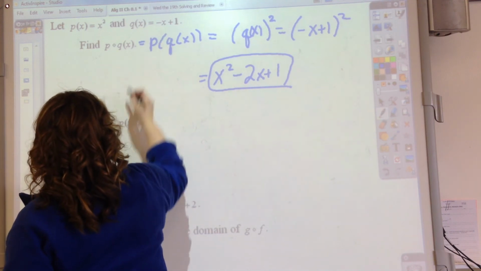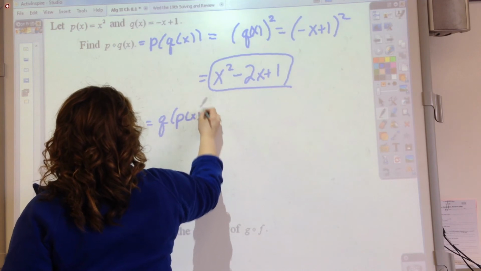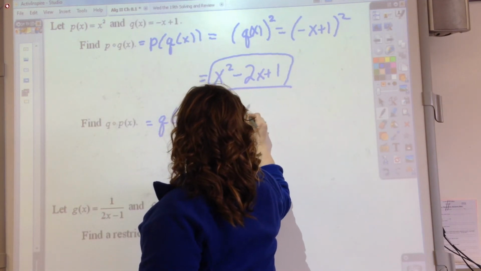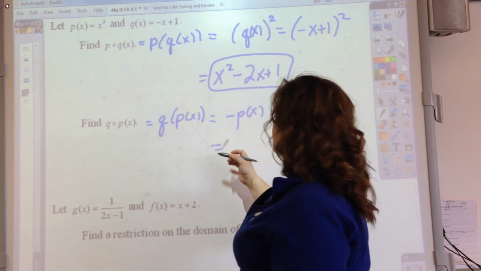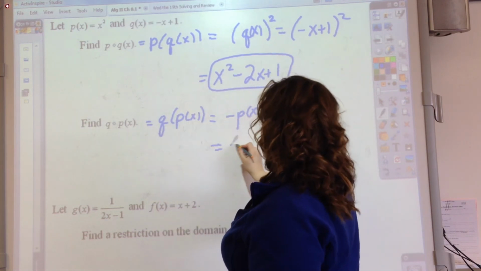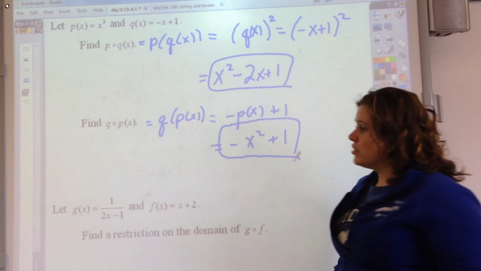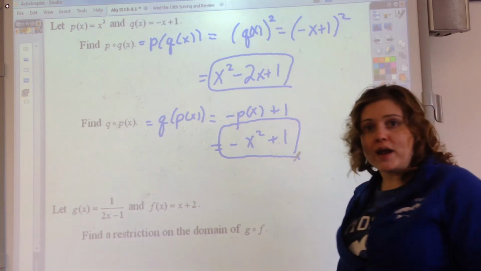All right, how about if we go in the opposite direction? Now, instead of having an x in q, I'm going to replace it with p of x. And now what is p of x actually equal to? It's equal to x squared. And again, I'm done. Totally different answers. One more example, and then we'll have a practice problem.